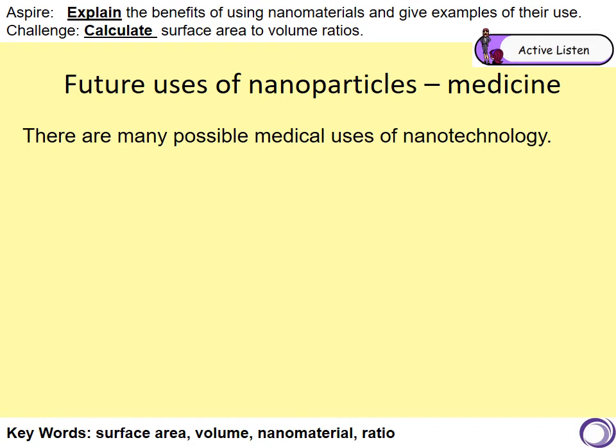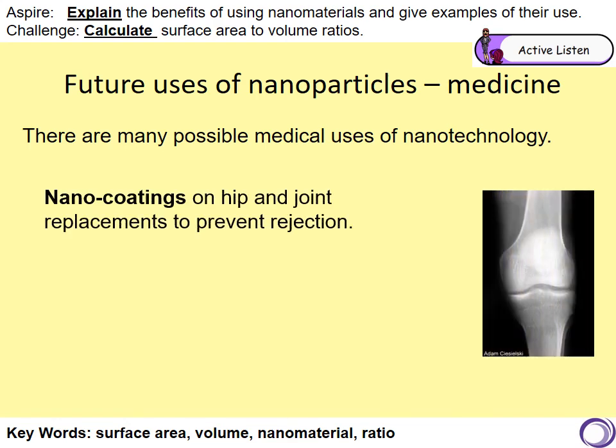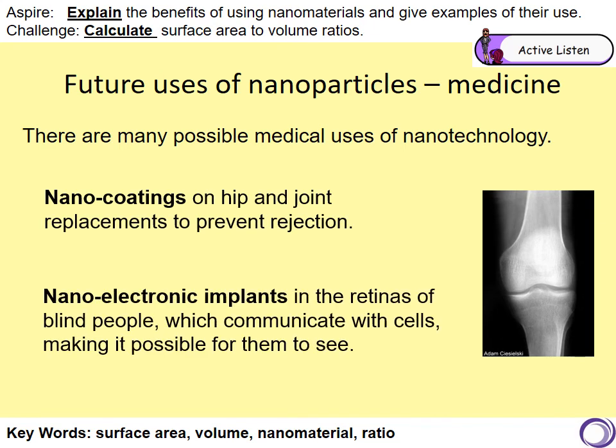So what future uses of nanoparticles? Well, medicine would be somewhere that we might have some really good uses for it. So we could put nano coatings on hip and joint replacements, and that would help to prevent rejection. And we can have nanoelectronic implants in the retinas of blind people, which would communicate with the cells and possibly even make it possible for them to see again.